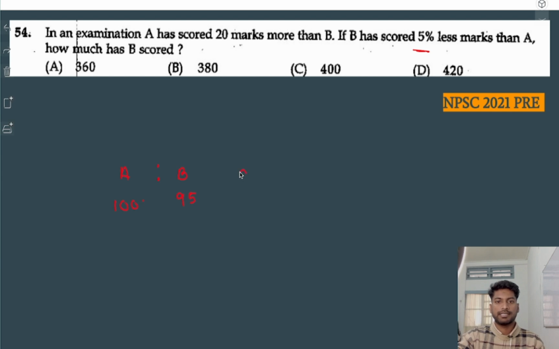Now tell me the difference between them. You will say, sir, A scoring 100 and B scoring 95, so the difference definitely is 5. Right? In ratio, the difference is 5. But in actual number, what is the difference? In actual number, the difference is 20. Why? A has scored 20 marks more than B. In ratio, A has scored 5 more, or 5% more. So we can compare this 5 as a 20.